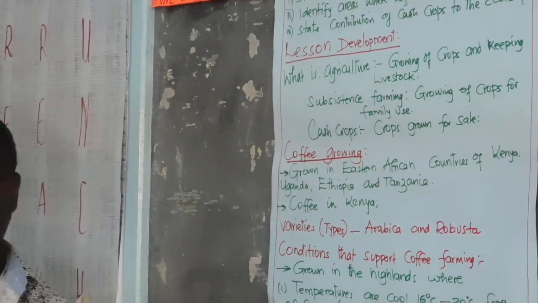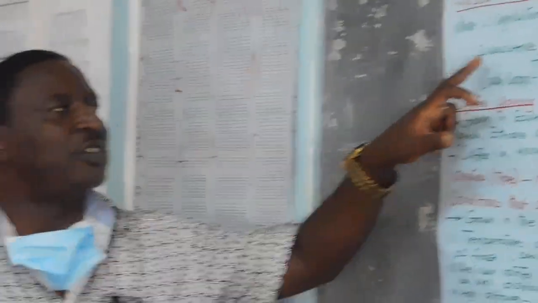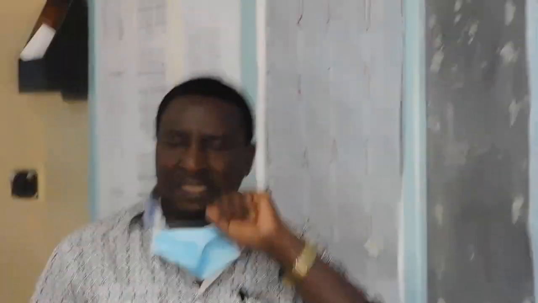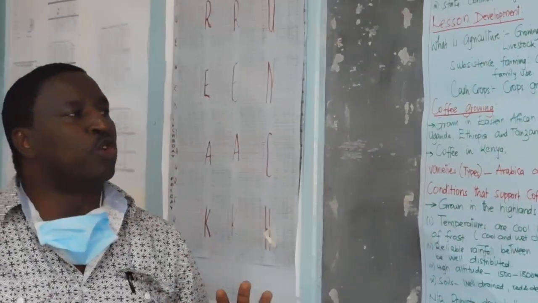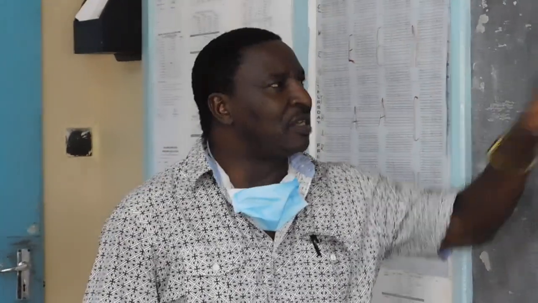Getting into the lesson, what is agriculture? Agriculture is growing of crops and keeping of livestock. When you grow bananas, coffee, or maize, that is agriculture. In agriculture, we have subsistence farming, which simply means growing crops for family use. If you keep one cow for the milk of the family, that is subsistence farming. If you keep 5 chickens for eggs in the home, it is subsistence farming.